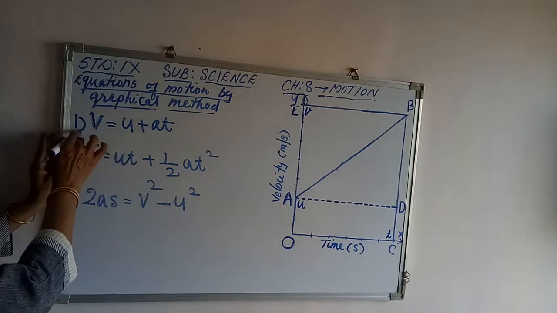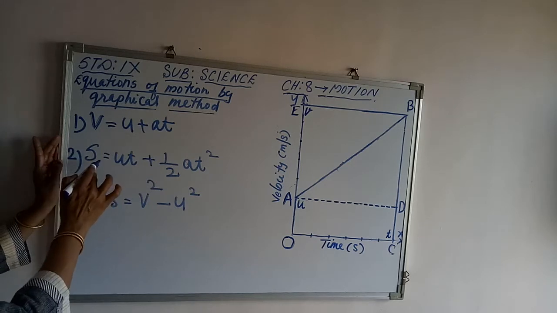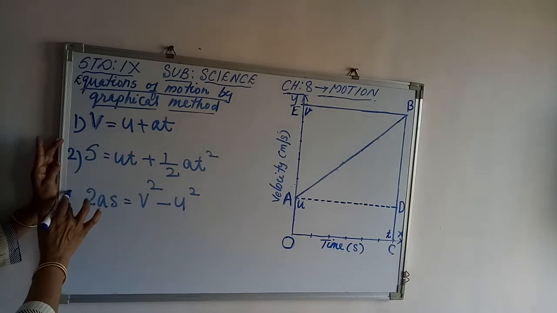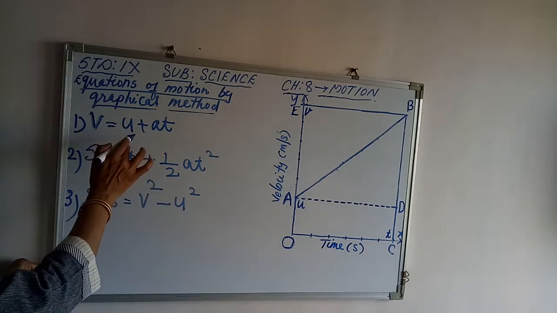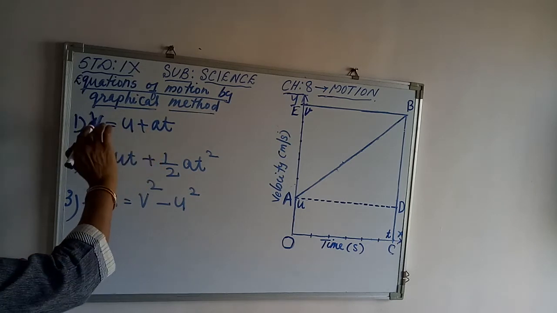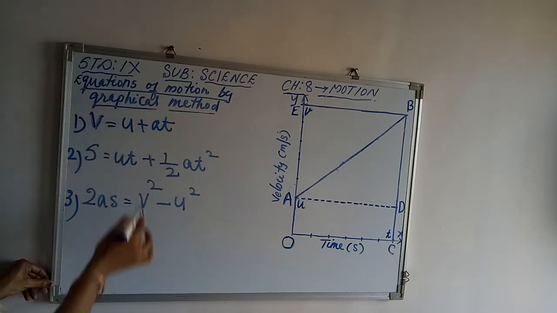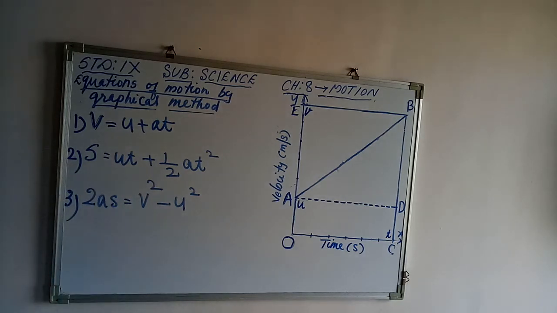So the first one, V is equal to U plus AT, is a velocity time relation. Second one, S is equal to UT plus half AT square, the position time relation. And the third one, 2AS is equal to V square minus U square, which is called the position velocity relation. Here U is the initial velocity of the object which is moving, and V is the final velocity after the time t, and A is the uniform acceleration. And S is the distance travelled by the object in the time interval t.